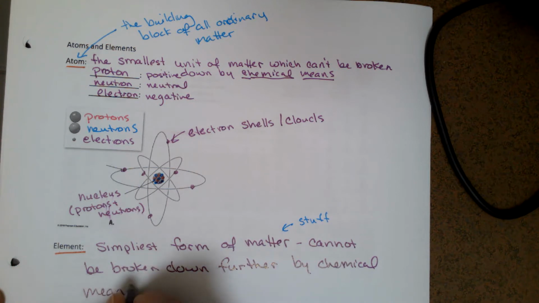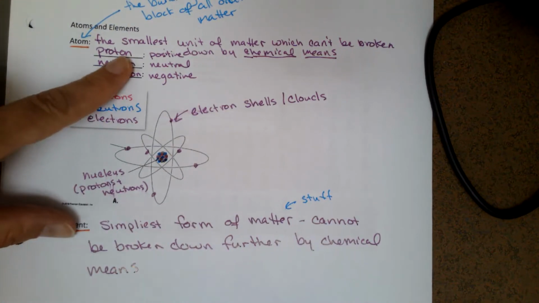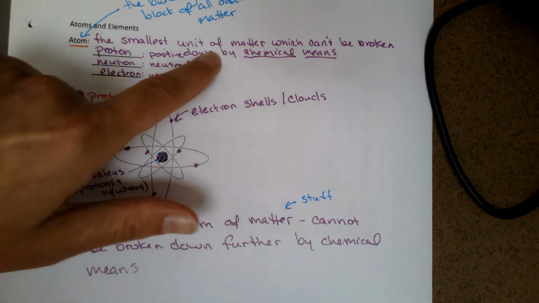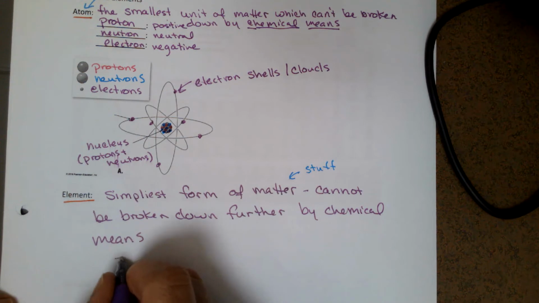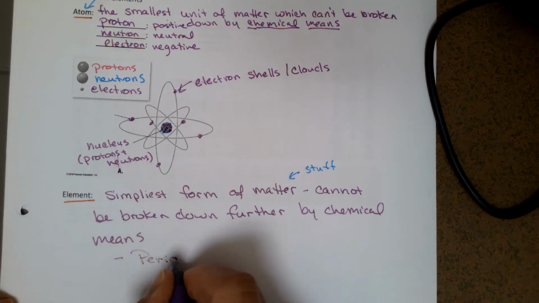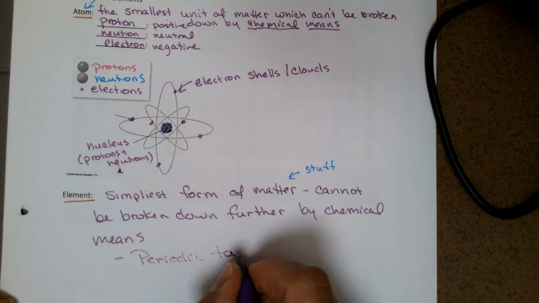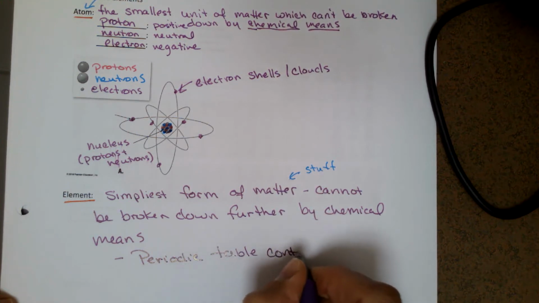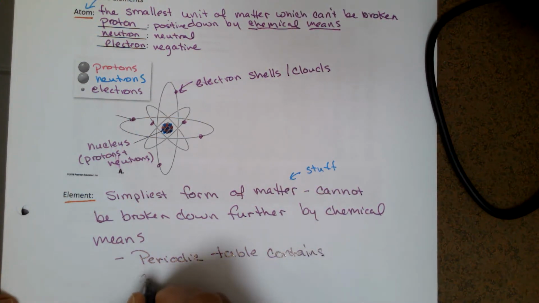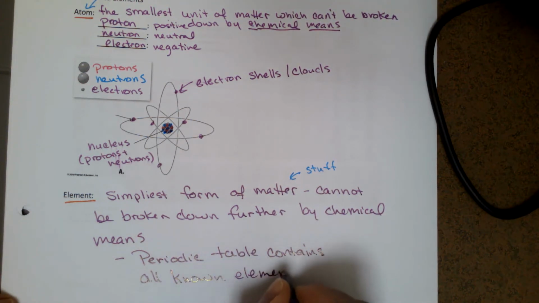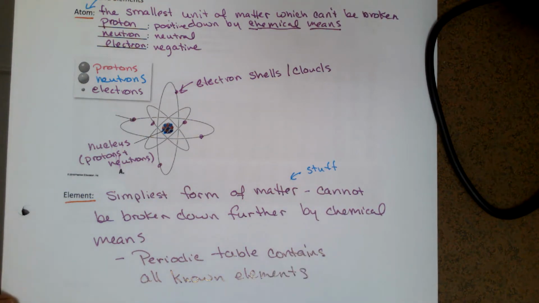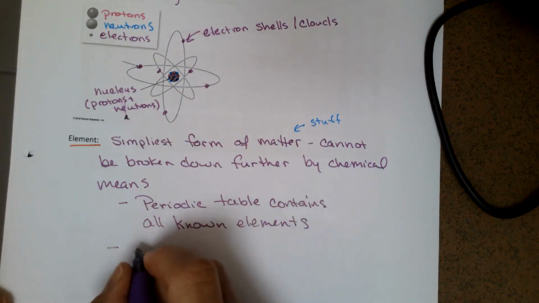And you might be like, well, then how is it different than an atom? An atom is a chunk, a piece. That's the smallest piece. Whereas the element is the stuff. So elements are all listed somewhere. You got it. This is in the periodic table. So the periodic table contains all known elements.